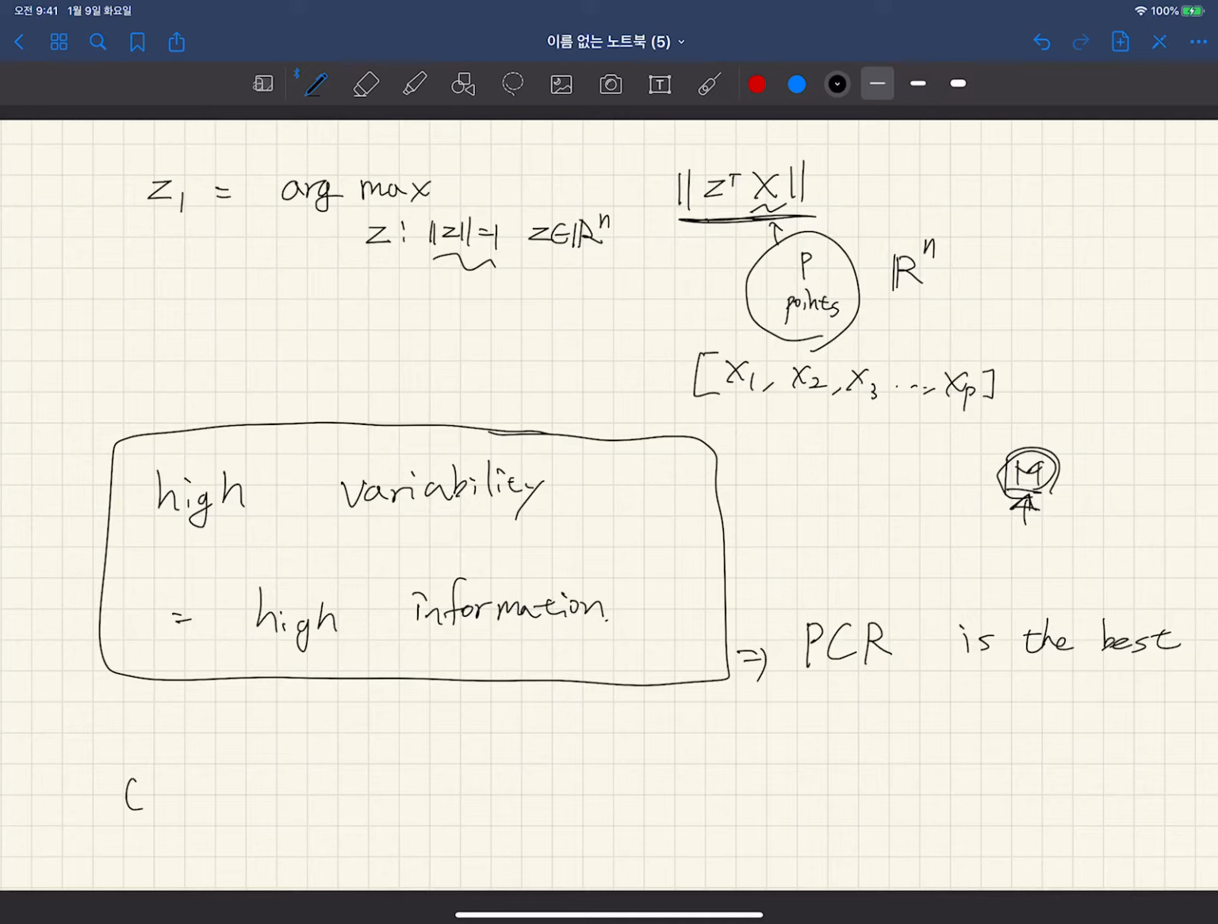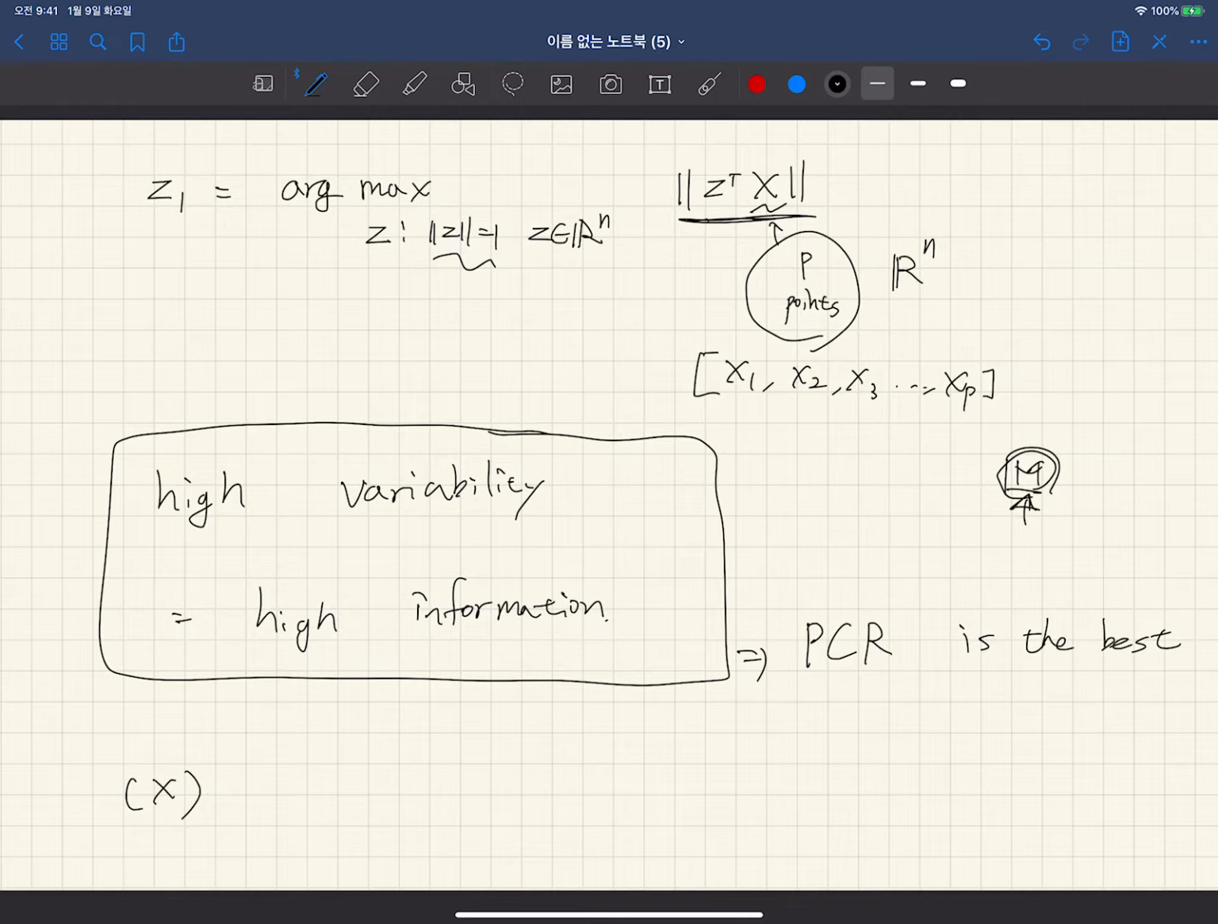But in some cases, this is not true. Although some direction has high variability in terms of input X, the direction can be totally independent of your output Y. This is possible. In some data, high variability does not imply high information. So when you learn PCR, you will observe very bad RSS and very bad test error as well.